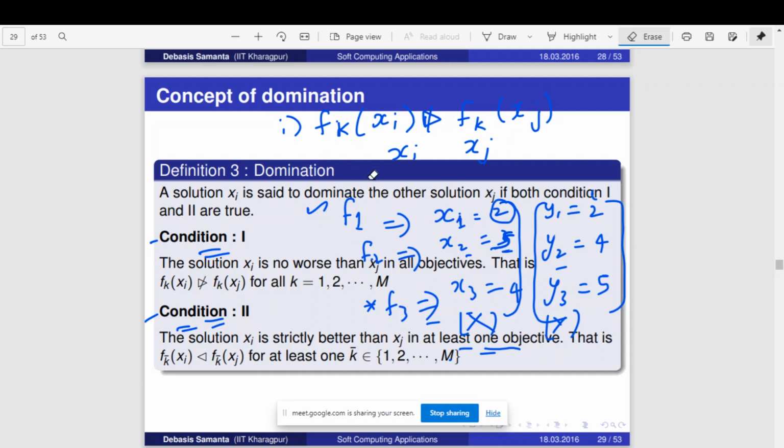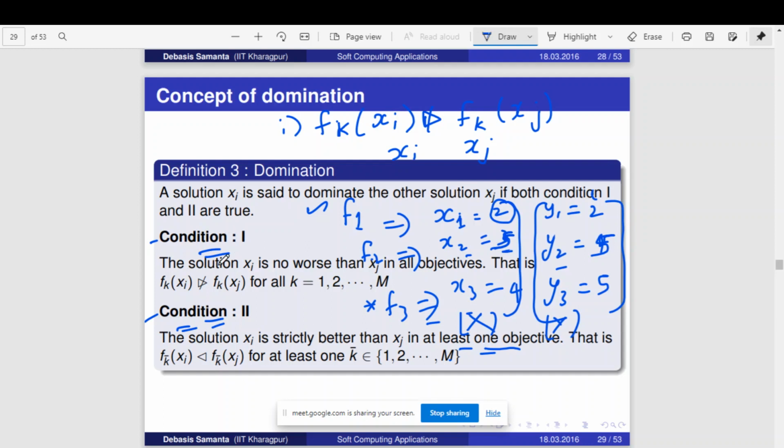The first condition is xi should be no worse than xj for all objective functions, and the second condition is xi should be strictly better than xj for at least one objective function. Say I am making y2 as 5. So I am making this also as 5. Then now can you say that x is better than y? I mean, x dominates y. Now can we say that x dominates y or not?